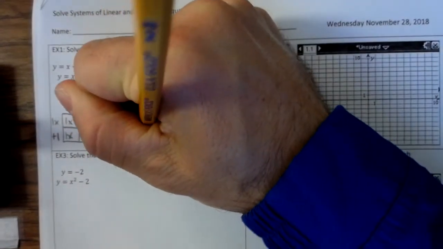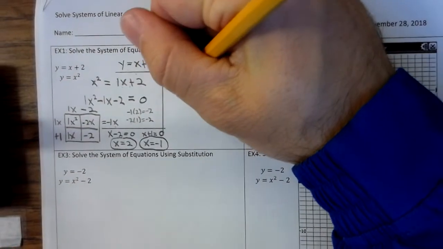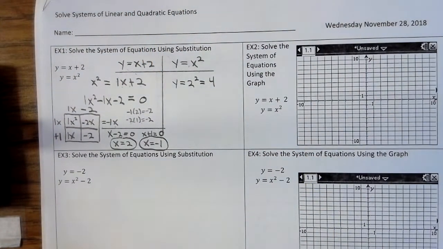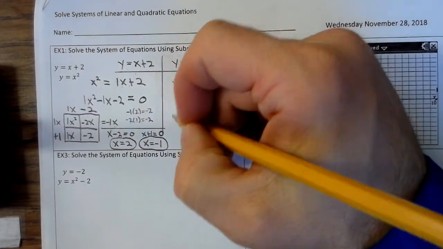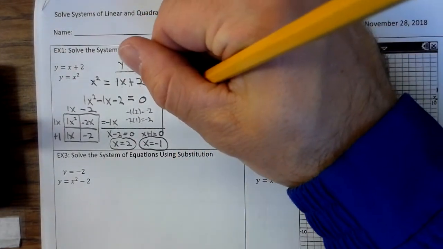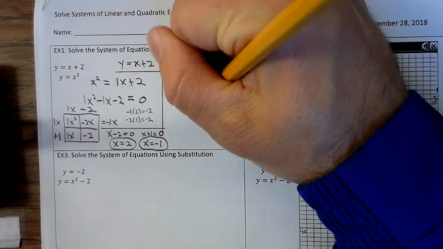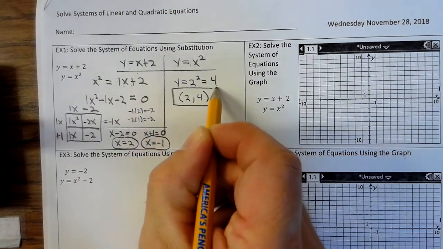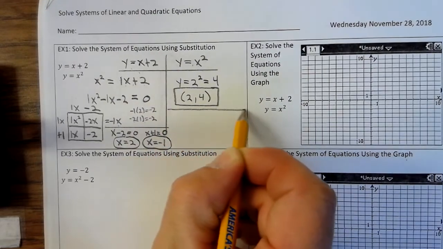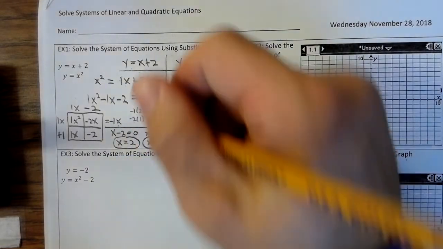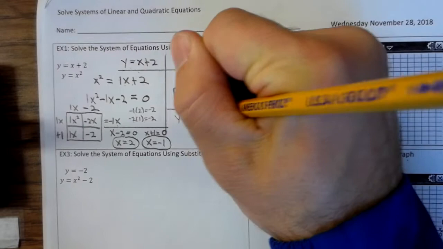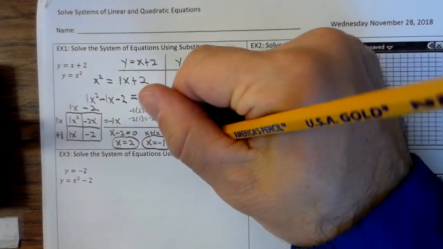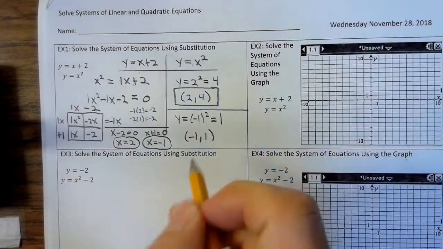Now, we need to plug those into y. So y equals 2 squared, which is 4. So one of our solutions is 2 comma 4. Now we need to plug negative 1 in. So y equals negative 1 squared, which is 1. So our other solution is negative 1 comma 1.